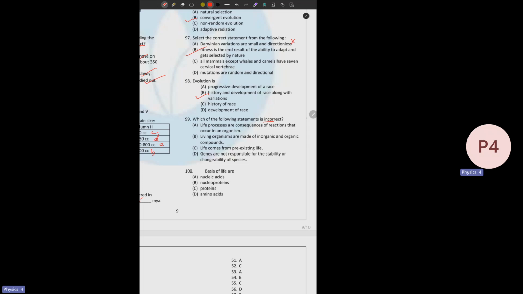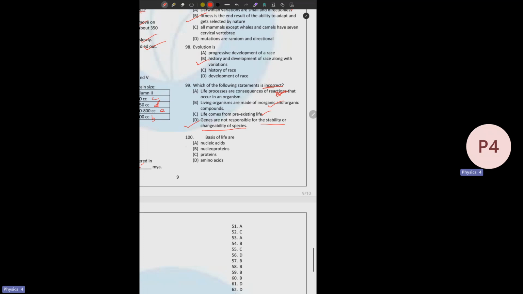Which of the following statements is incorrect? Life processes are consequences of reactions that occur in an organism. Living organisms are made of inorganic and organic compounds. I mean to say this is the correct option. We have to find the incorrect one. So this is also correct. Life comes from pre-existing life. Yes, this is also correct. Genes are not responsible for the stability or changeability of species. No, they are responsible. So this is the incorrect one.